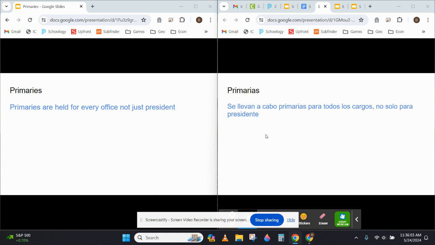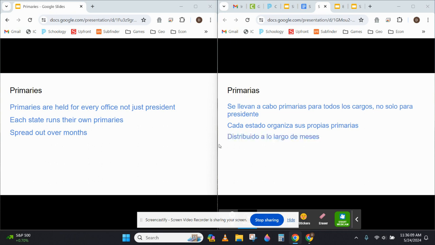Like I said, they're held for lots of offices, not just president. Each state runs it themselves, and they spread it out, so it's not all in one day. The first few are spread out, and then there'll be some days which have a few at a time. Iowa and New Hampshire are always the first.